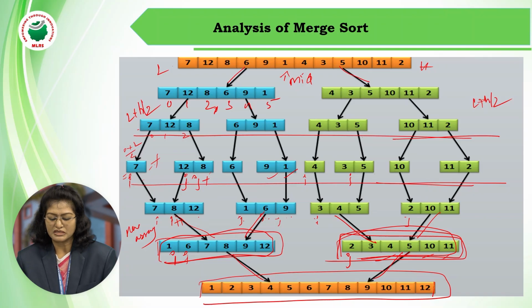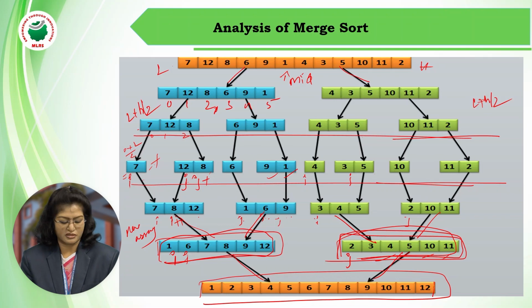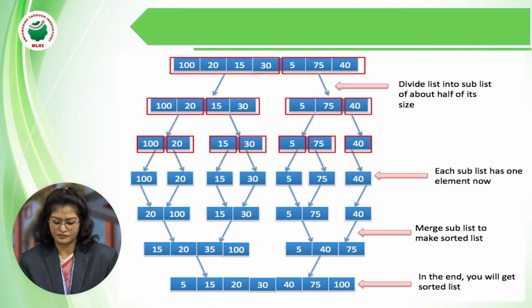So this is how the merge sort analysis has been done with the help of the algorithm and the divide and conquer method. This is one of the important applications of the divide and conquer method, merge sort. This is another example you can solve: 100, 20, 50, 13, 5, 75, 7 elements.